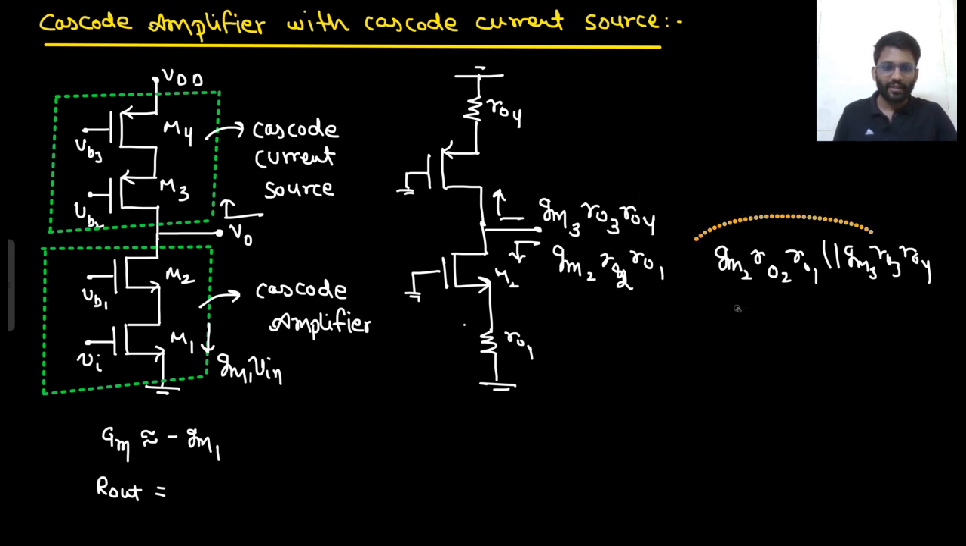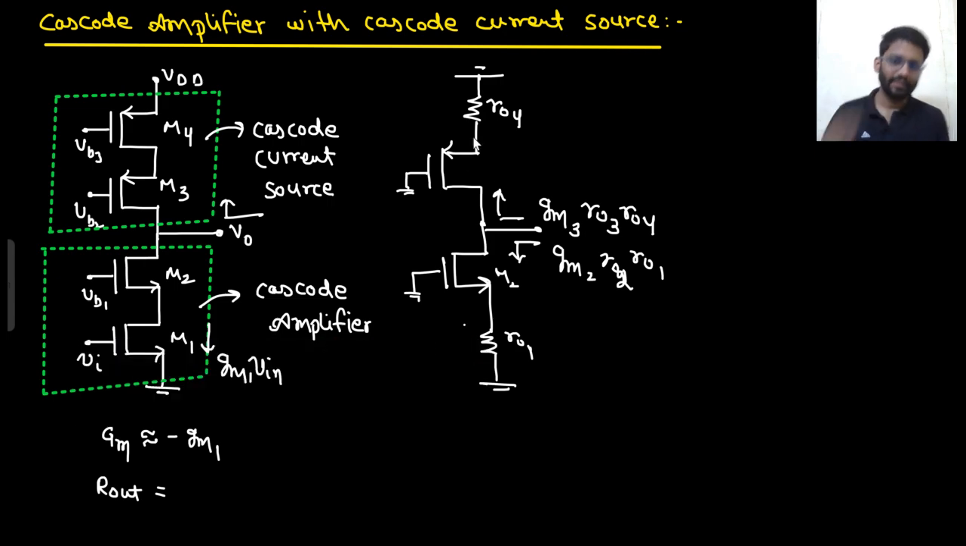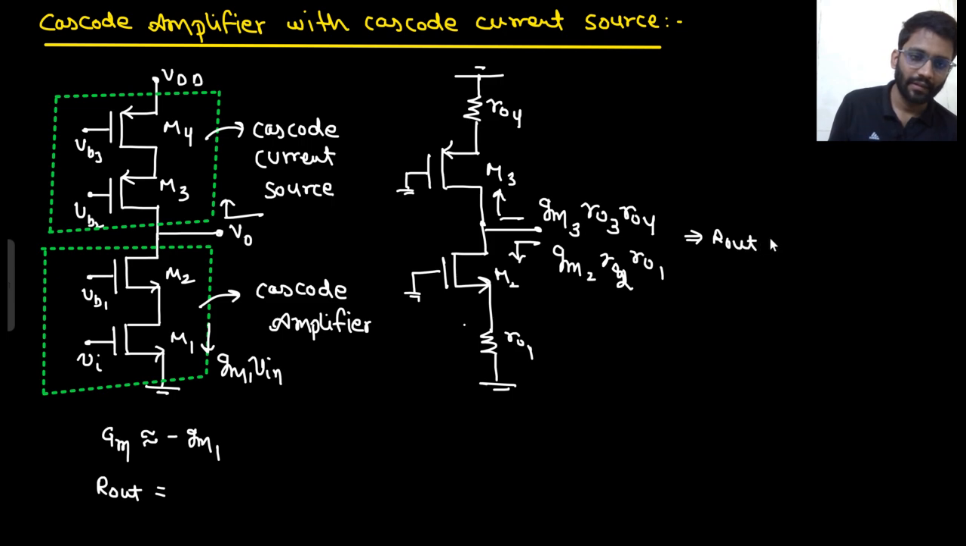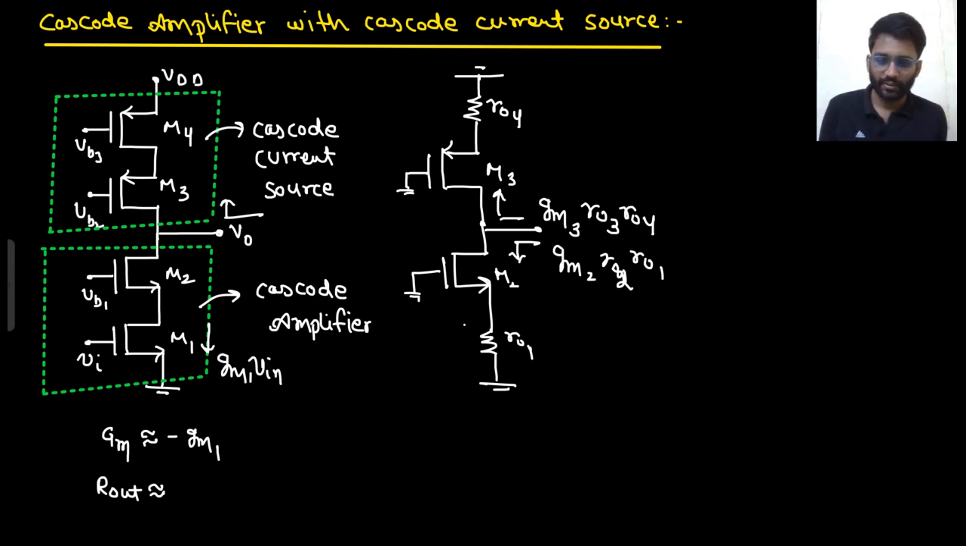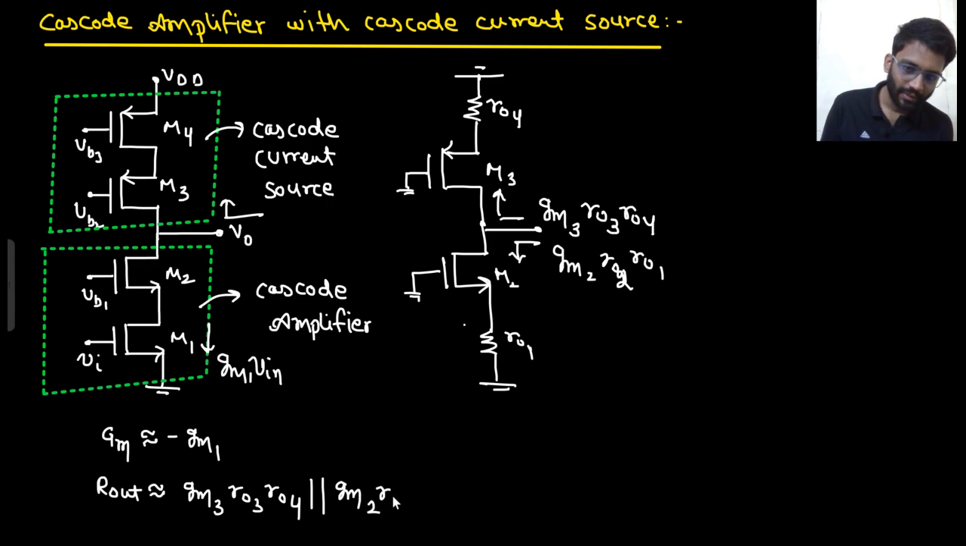Actually, we can keep it here like this. So this is M3, this is M2. What is our R out? R out we can write down here. This is also approximated because the exact one is the bigger formula, that is R03 plus R04 plus GM R03 R04, which we are not writing. So this is the R out we are getting: GM3 R03 R04 parallel with GM2 R02 R01. So this is the R out value you are getting.